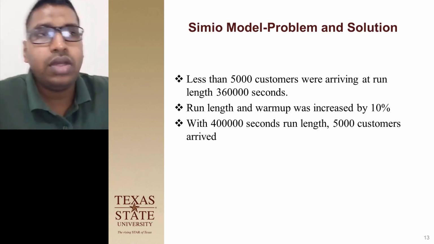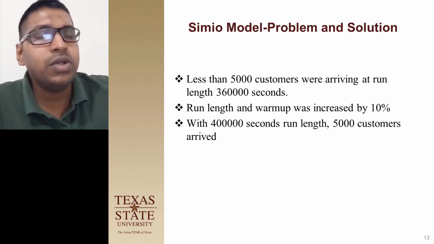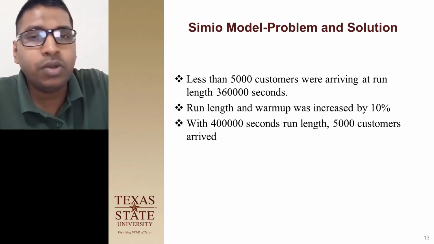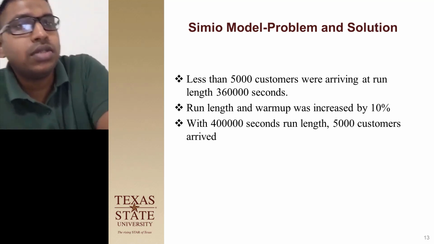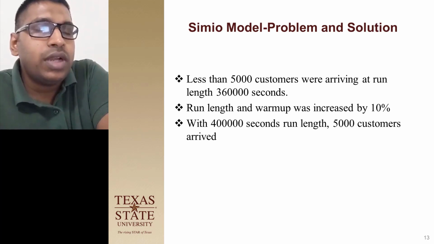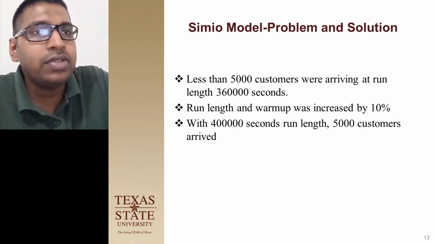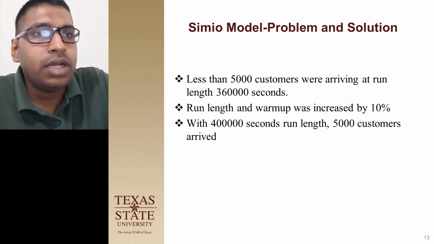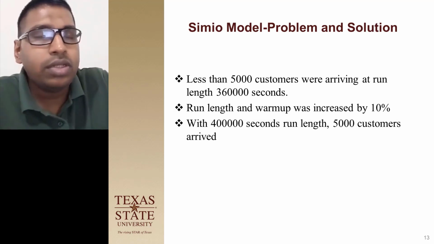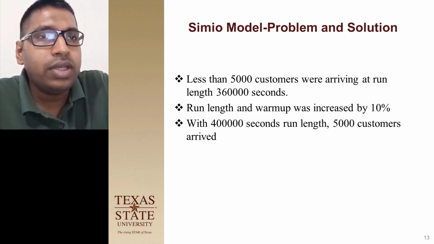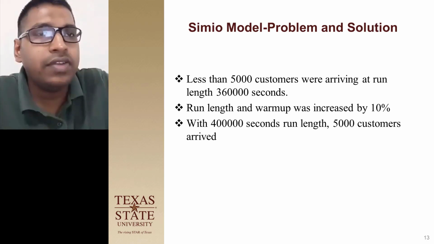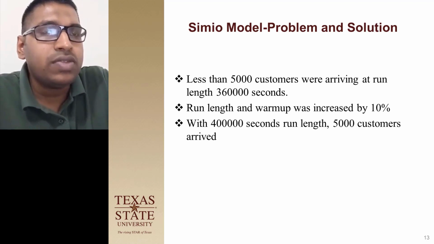Now I'm going to present the CMU model and the problems we faced and the solutions. We were asked to make the run length in such a way that 5,000 customers arrive. But when we ran the model and observed the pivot grid, we found that fewer than 5,000 customers were arriving in the system. It was something about 4,550.